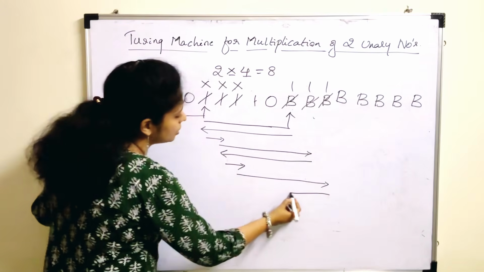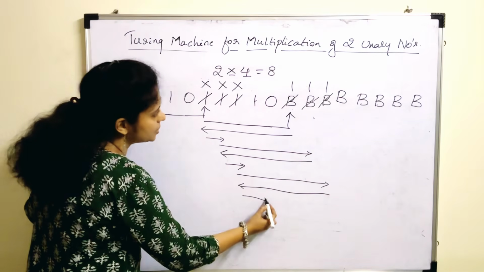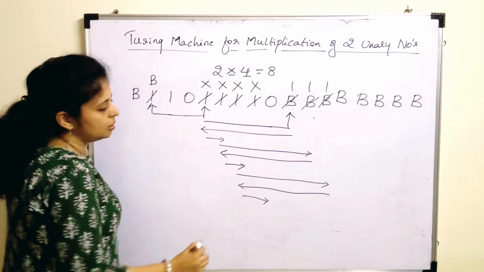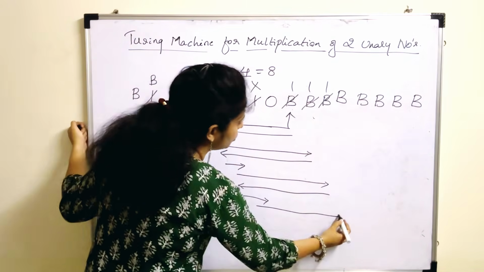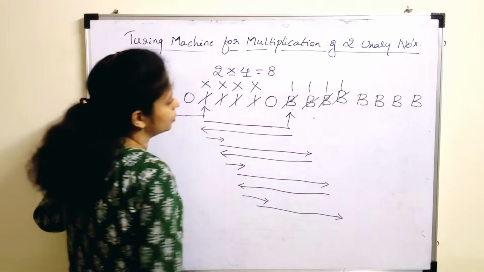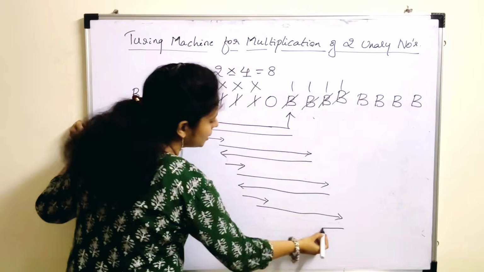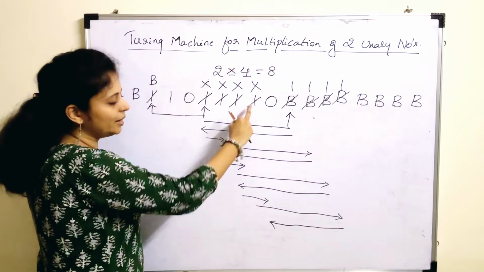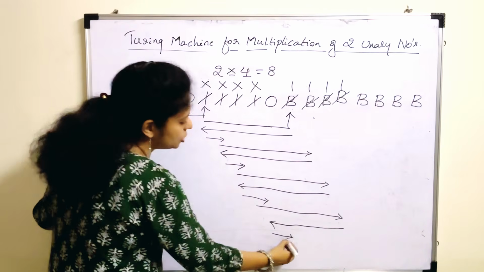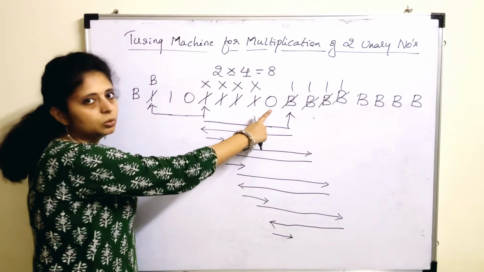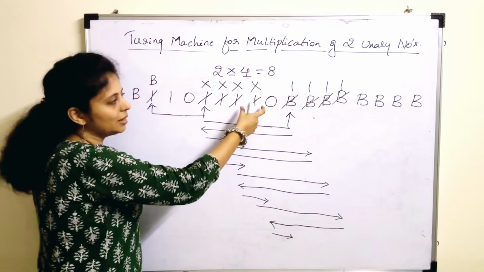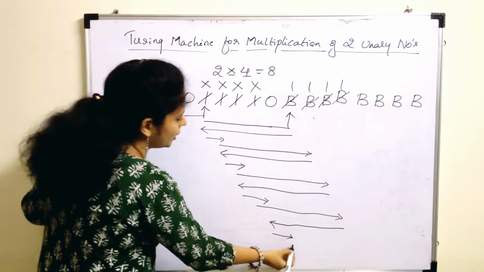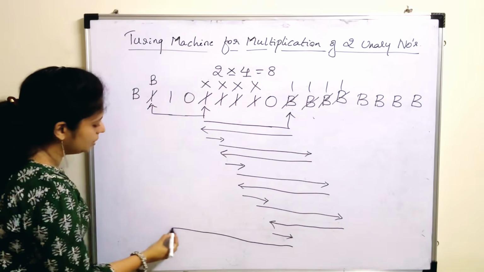Again from blank, come back till x. Move 1 position towards right side, mark this fourth one with x. After this, move till the fourth blank, mark this blank with 1. Again while coming back, you need to come till x. 0 will remain 0. When we get x, if you move 1 position towards right side, we have 0, which indicates that there is nothing left in this first part. So from 0, again we'll come back till x.